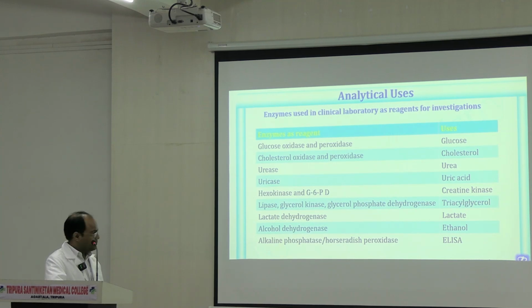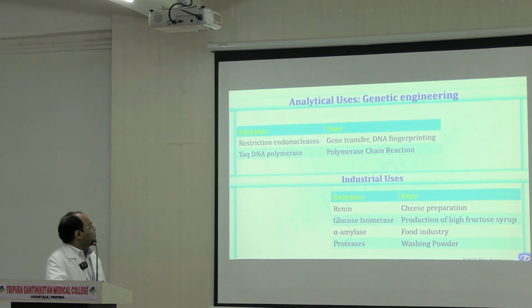Okay, these are some enzymes used in genetic engineering, like restriction endonucleases for gene transfer and DNA fingerprinting. Taq DNA polymerase in PCR. Industrial uses like renin in cheese preparation, glucose isomerase in production of high fructose syrup, alpha amylase in the food industry, and proteases in washing powder and detergent.